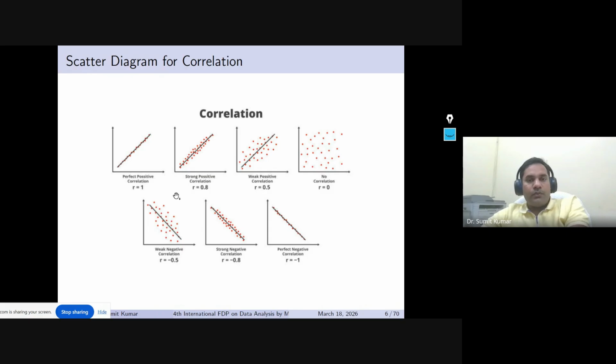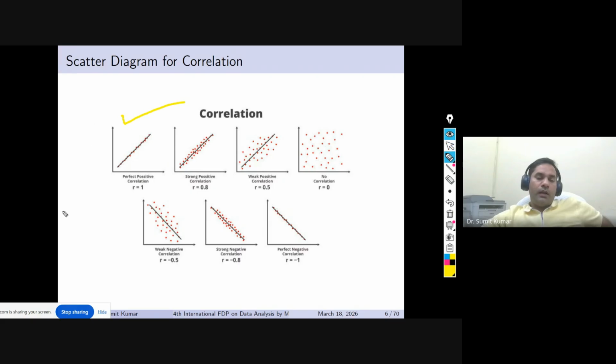Different kinds of plots will be there. These are the types of correlations we can see in a scatter diagram. Correlation may be positive or negative, or there may be no correlation at all. As you will see in the first plot, R equals 1. R is the correlation coefficient. It shows perfect correlation: when you draw the line, all the points are close to each other, showing a trend from the lower left corner to the top right corner.